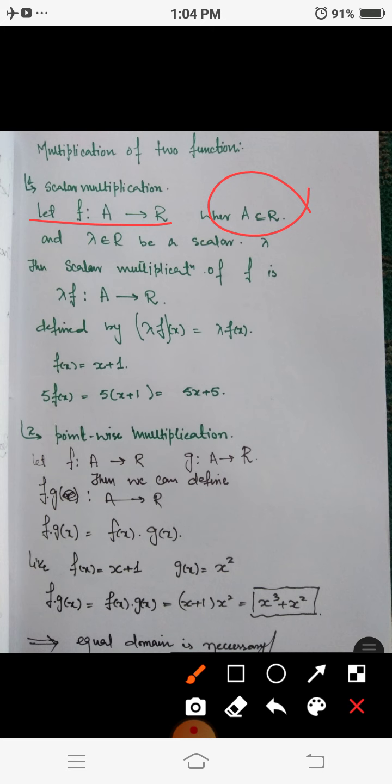Now when we multiply this function by a scalar, it becomes a new function, denoted by lambda f, which is again a function from the same set to R, that is from A to R, because the domain of the given f is A. So the domain of lambda f is simply A, defined by (lambda f)(x) equals lambda times f(x). Like f(x) is x plus 1, and 5 is a constant.